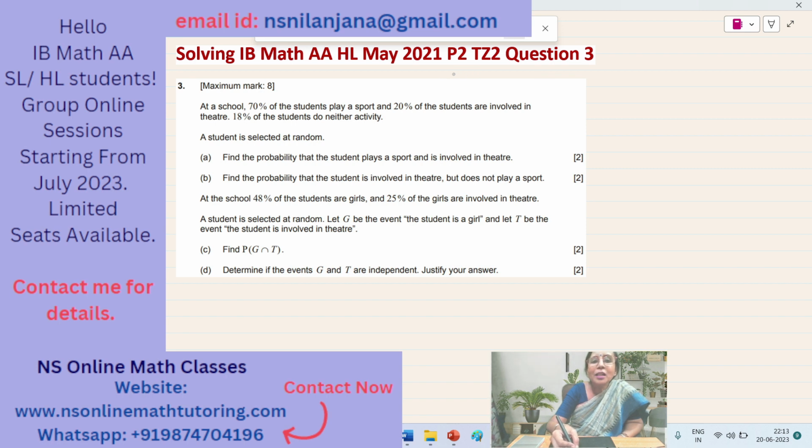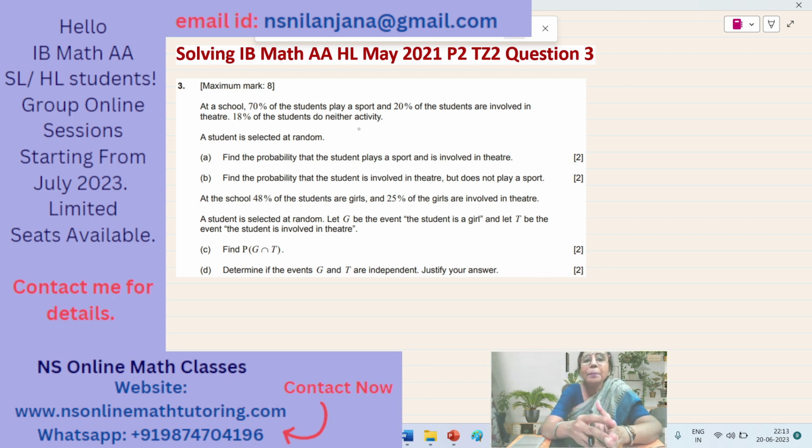Okay. So without any further delay, let us start with the answering of question number 3. The maximum mark is 8 and it says at a school 70% of the students play a sport and 20% of the students are involved in a theater. 18% of the students do neither activity.